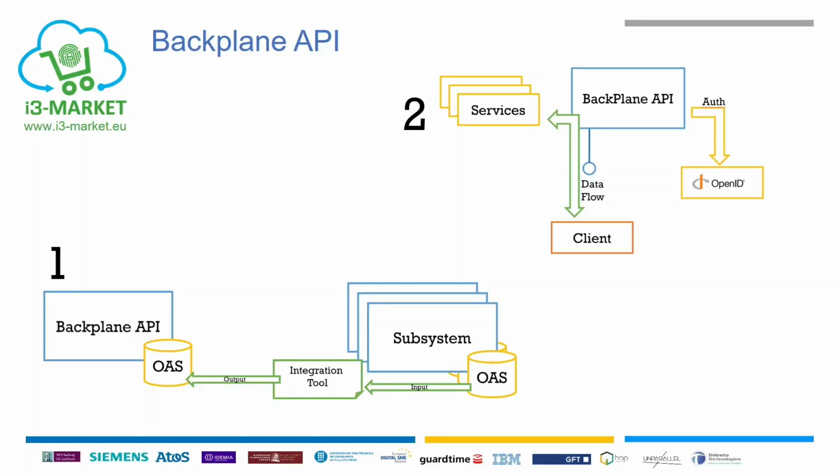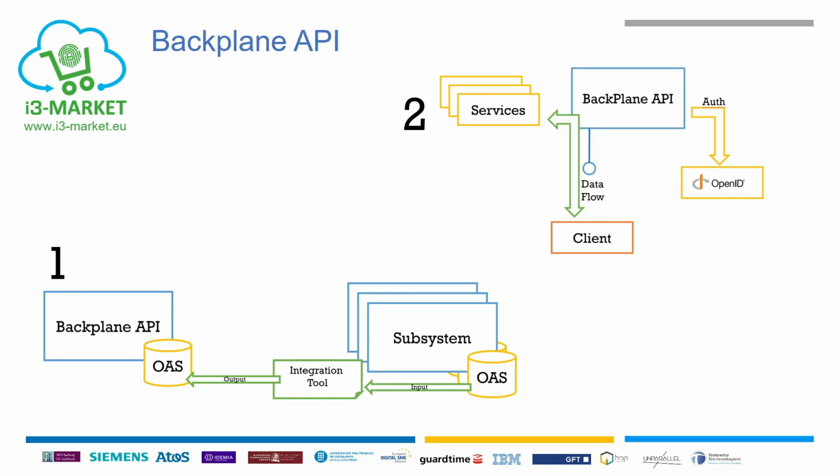We are going to see a demo from the task 4.3 Backplane API. On figure number 1, we can see how all the systems on the Backplane API have their own use cases that are specified in the OpenAPI specification file. With automated procedures, we are aggregating all those OpenAPI specification files into a single one.